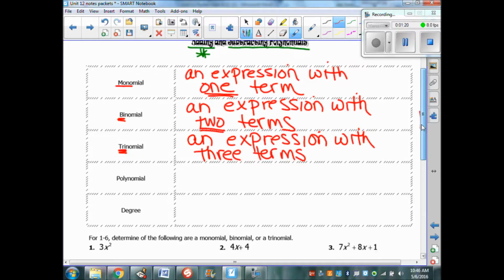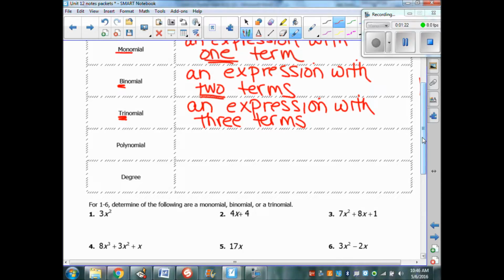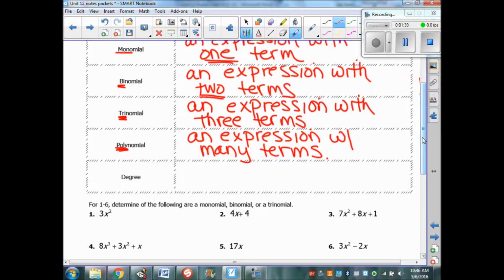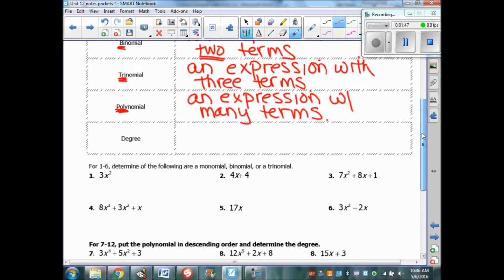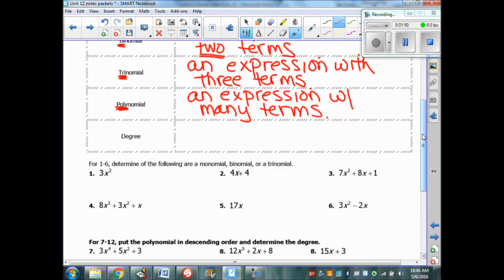And then we jump down to poly. Poly, that prefix meaning many. So that's like the umbrella term. So an expression with many terms. So what I say is like the umbrella term. We could put mono, binomial, trinomial underneath the polynomial definition. So that's just like in general.